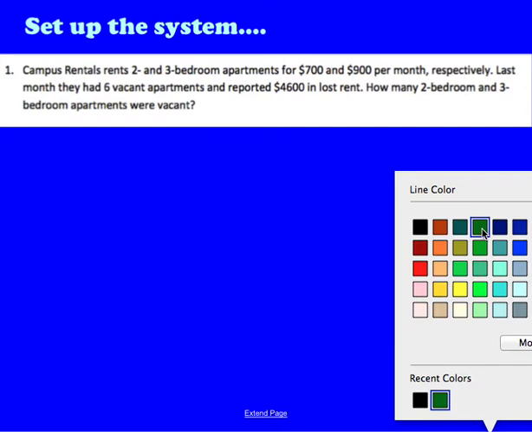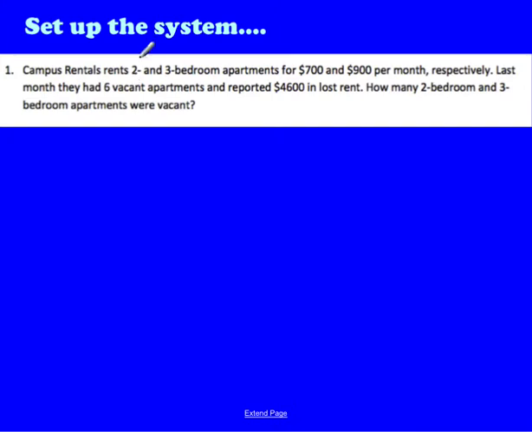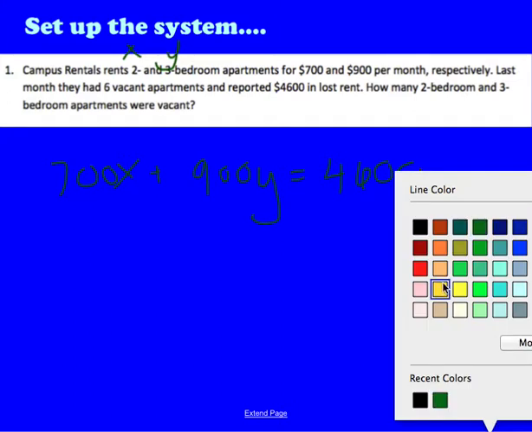Okay, so first thing I notice, there's 2 and 3 bedroom apartments. So I'm going to let the 2 bedroom apartments be represented by X, sorry, and let the 3 bedroom apartments be represented by Y. The biggest thing when you're doing these problems is that you make sure you tell me what X and Y each equal, respectively. Okay, so for every X 2 bedroom apartment that was vacated, they lost $700. For every Y 3 bedroom, they're losing $900, and that needs to add up to a total loss of $4,600.